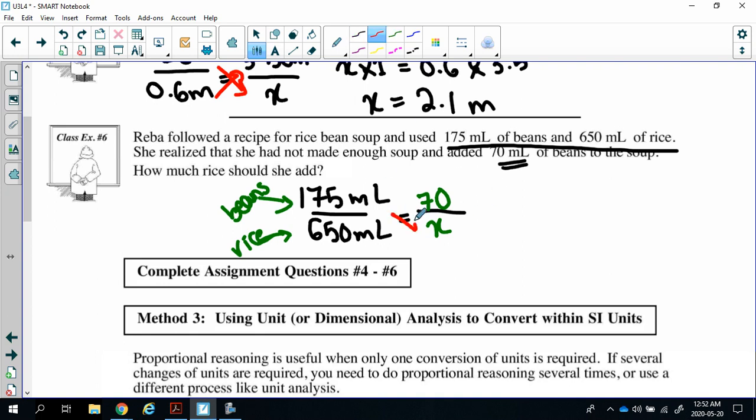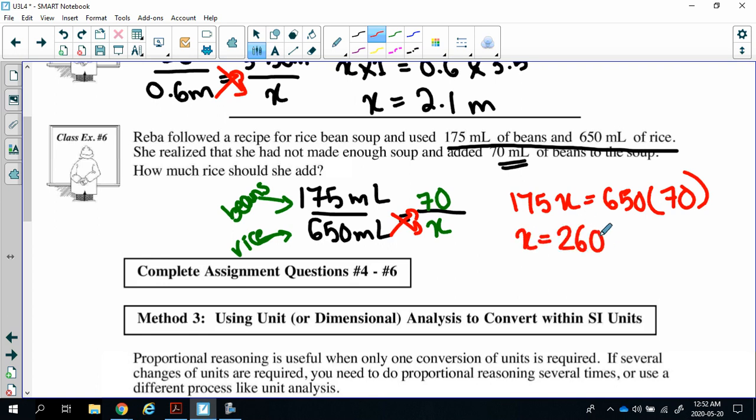Cross multiply and solve for x. 175x is equal to 650 times 70 and divide both sides by 175. You'll get that x is equal to 260 milliliters. It pretty much means that if she adds an extra 70 ml of beans, she has to add 260 ml of rice so that the recipe works.